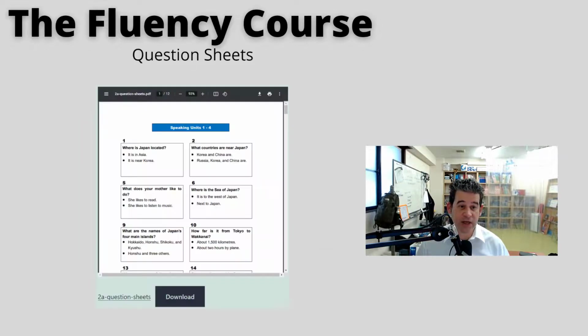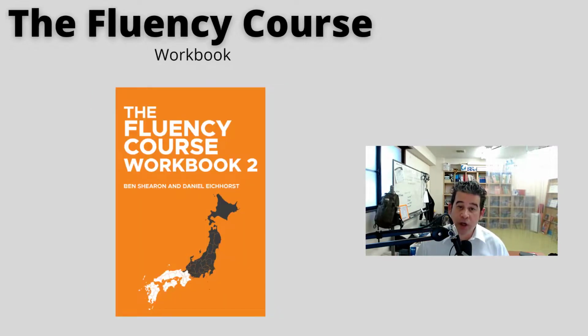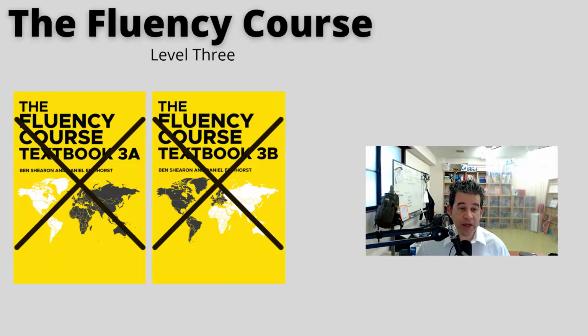Now for level 2, same thing. Basically the question sheets and the workbook are going to be the main useful components here. And sadly, level 3, everything's in the textbook, including the questions and so on. So I don't think you could really use level 3. Also, level 3 is so much harder than the other two that I think it's less accessible to students that haven't done the full Fluency course there.